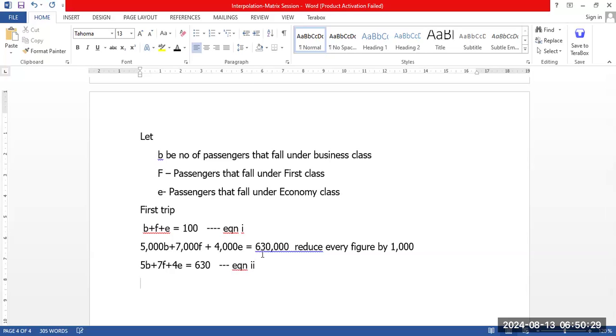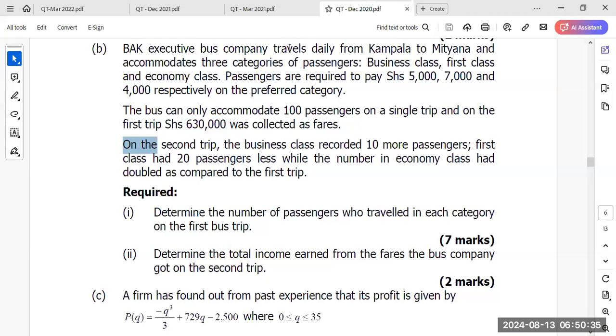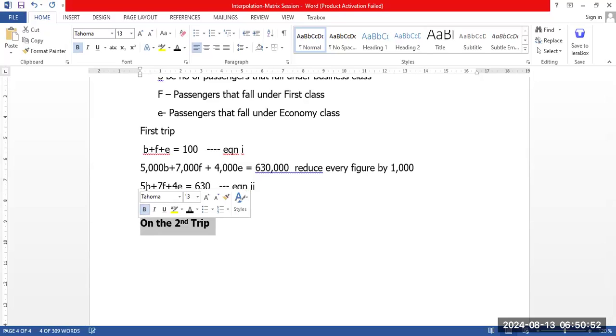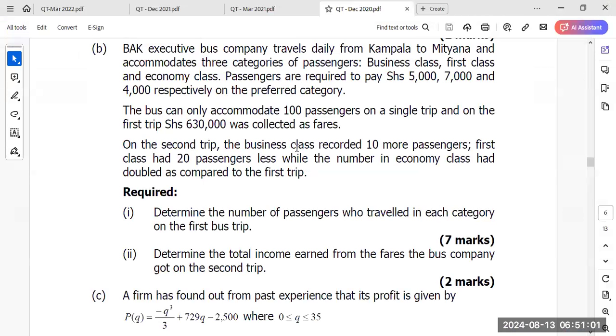We continue interpreting. On the second trip, now we are done with the first trip. Now we are on the second trip. On the second trip, they are telling us what? On the second trip, they are telling us that the business class recorded 10 more passengers.